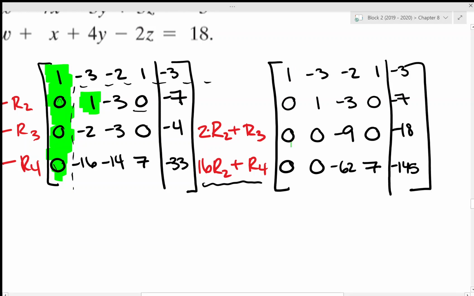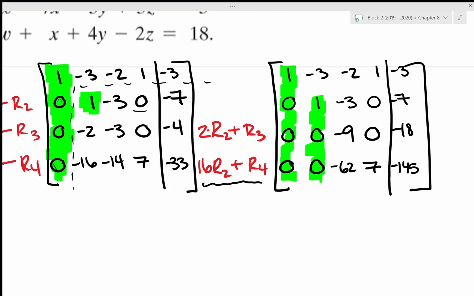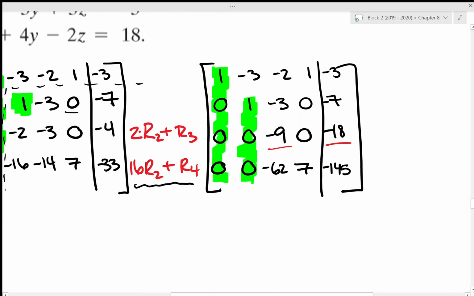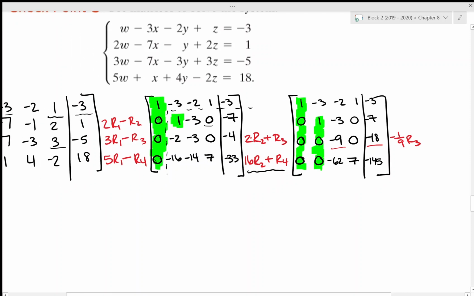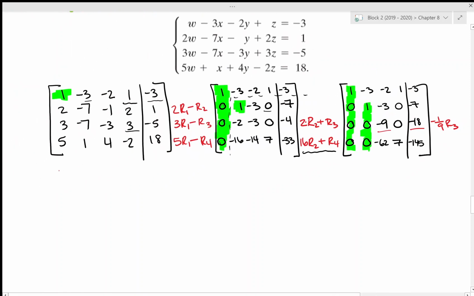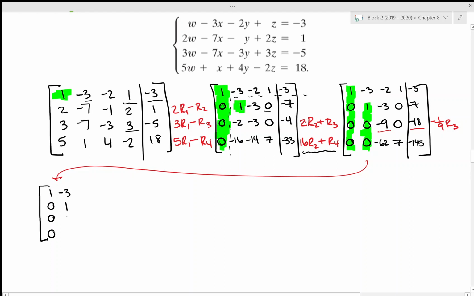So 1 with the zeros here, 1 with the zeros here. Now we just have to try and get a 1 here. Luckily for us, that row has negative 9, 0, and negative 18. So I can make that 1 by multiplying by negative 1 over 9, and I don't have to worry about getting any fractions. So I'm going to take all this and write it over here. 1, 0, 0, 0, negative 3, 1, 0, 0.